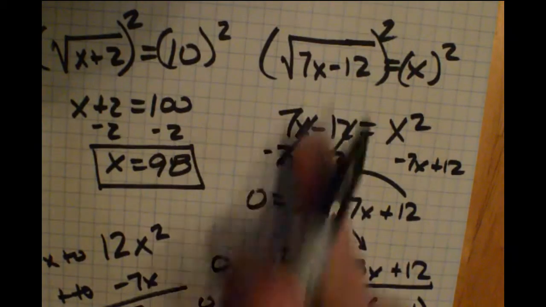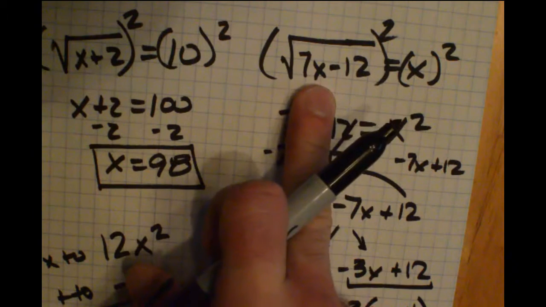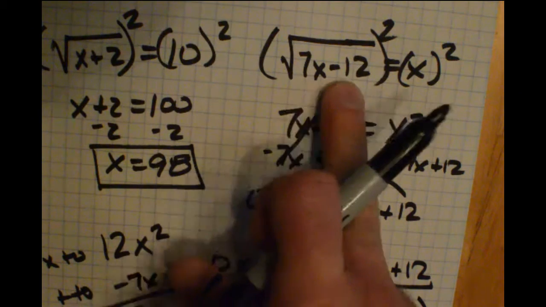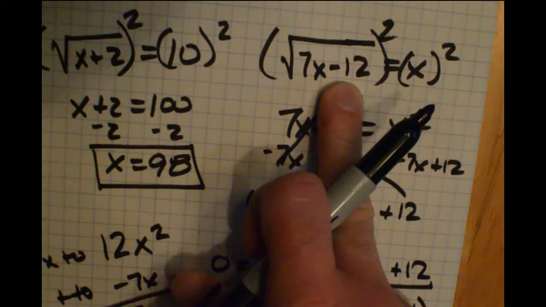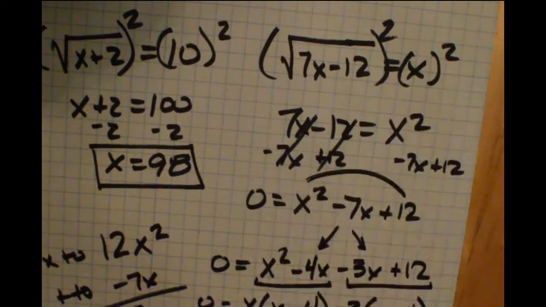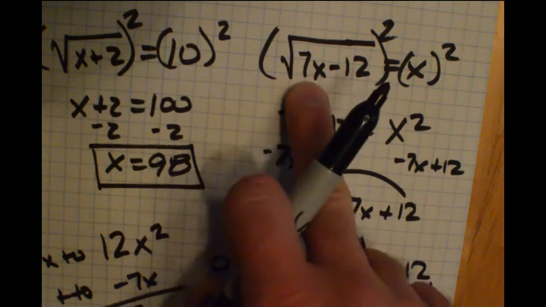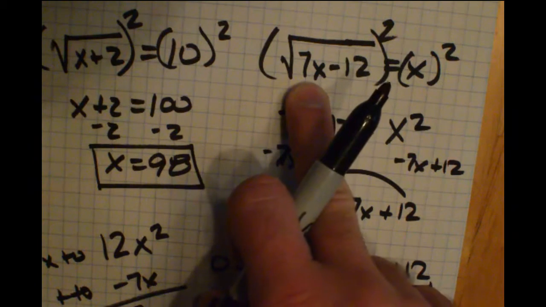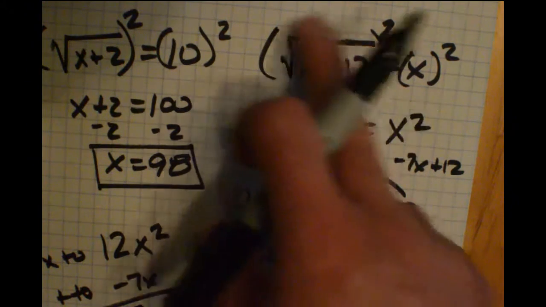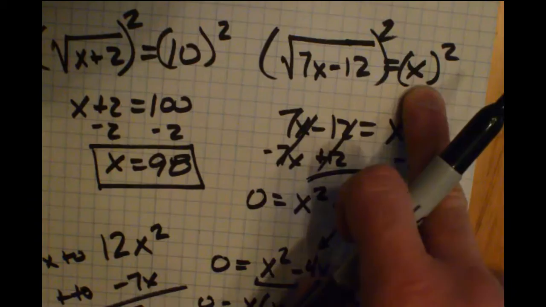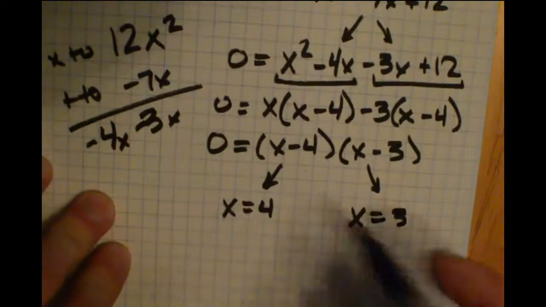If you plug in 4, you get 7 times 4 is 28, minus 12 is 16. The square root of 16 is 4, so that one works. We're going to take 3 and put that in. 7 times 3 is 21. 21 minus 12 is 9, and the square root of 9 is 3. So both of those solutions are valid.